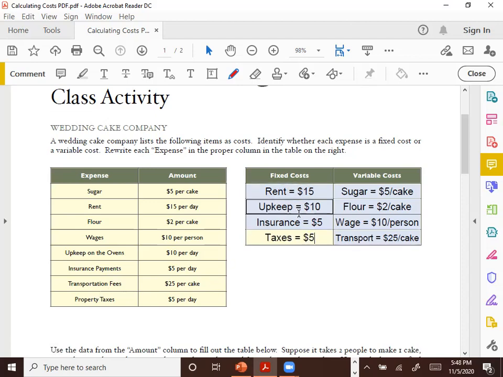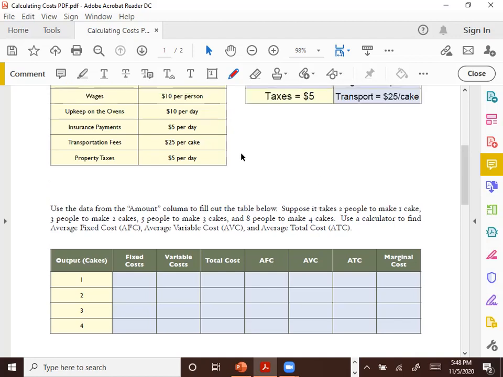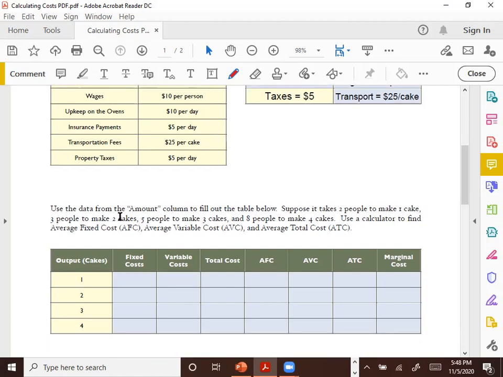So now we have our fixed costs. These are all the things that stay the same no matter how many products we make. And these are all the things that go into making our products, our variable costs. So now it says, use the data from the amount column to fill out the table below. Suppose it takes 2 people to make 1 cake. So we have to pay attention to that, because where it says wages, it's $10 per person. So 1 cake is going to be $20 because it takes 2 people. It takes 3 people to make 2 cakes, 5 people to make 3 cakes, and 8 people to make 4 cakes. So use a calculator to find the average fixed costs, average variable costs, and average total costs.